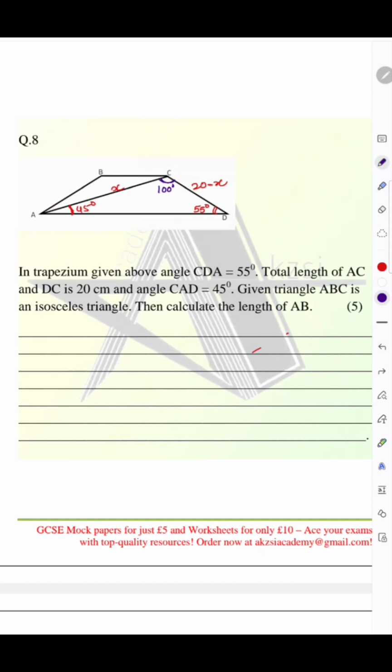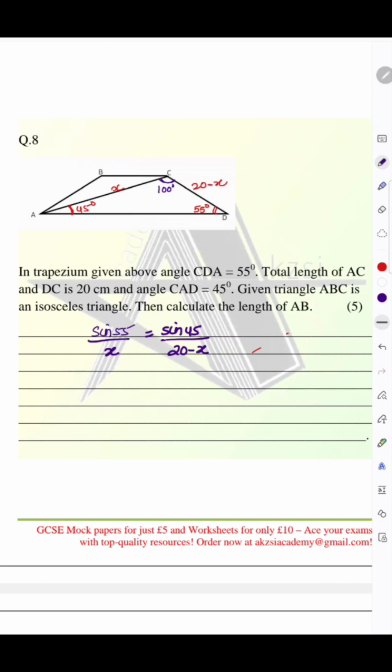Okay, so now let me solve this part. First of all, the main aim is to calculate x. To calculate x, clearly it's a combination of two sides and two angles, so I'll go for sine rule. So sine of angle 55 degrees over the opposite side, which is x, is equal to sine of 45 degrees over the opposite side, which is 20 minus x.